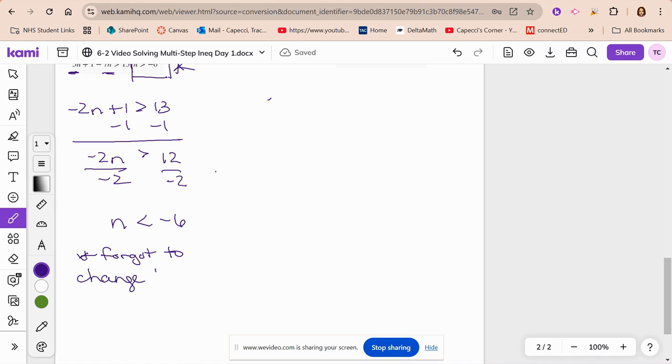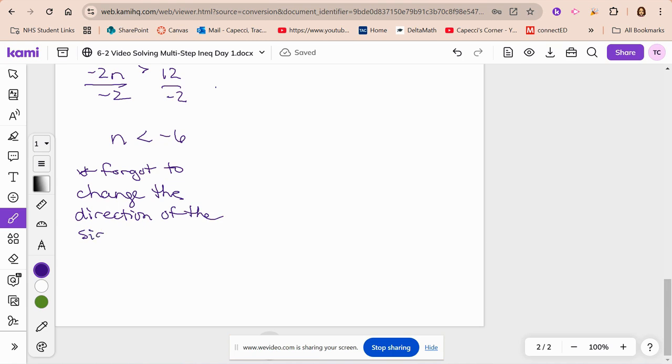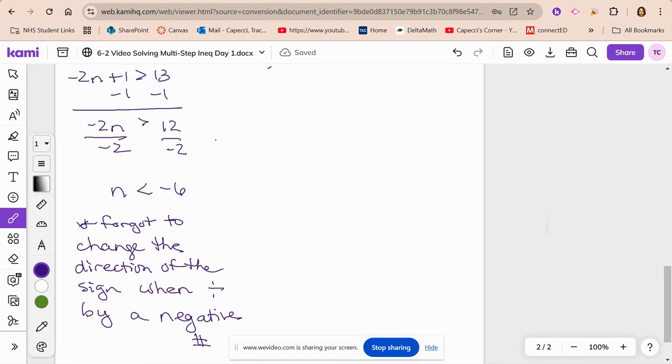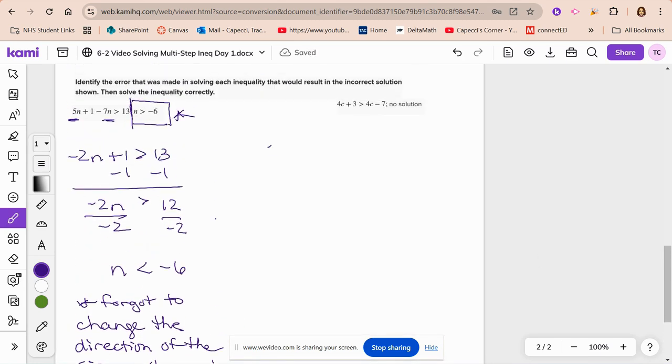the direction of the sign when dividing by a negative number. And that happens sometimes. So we just got to always be careful. Okay? That's why the answers are slightly different. All right, let's take it to the next one.